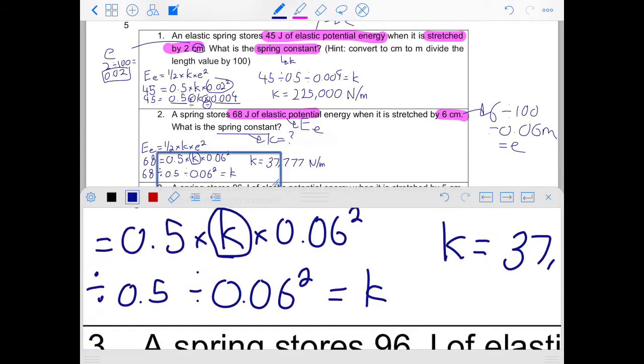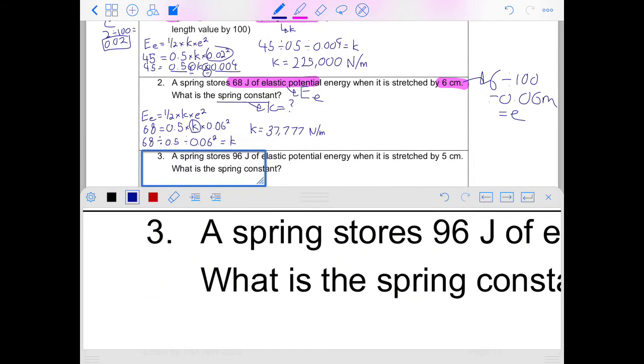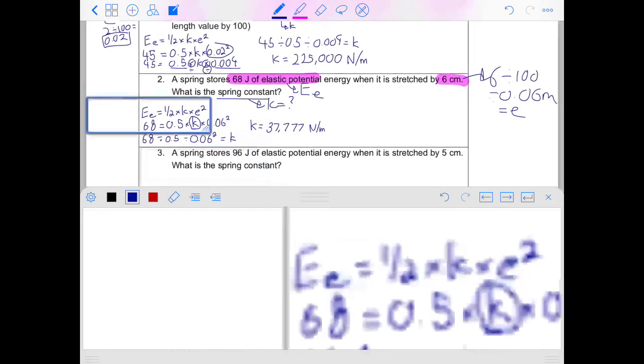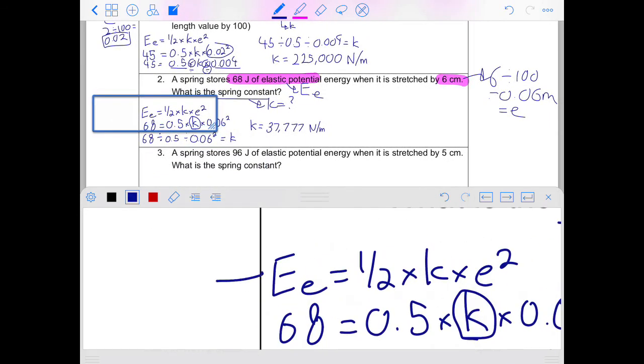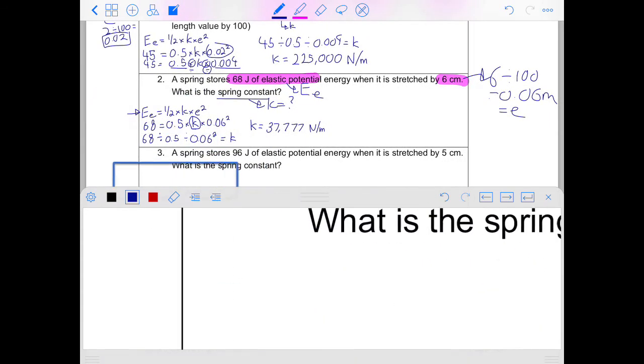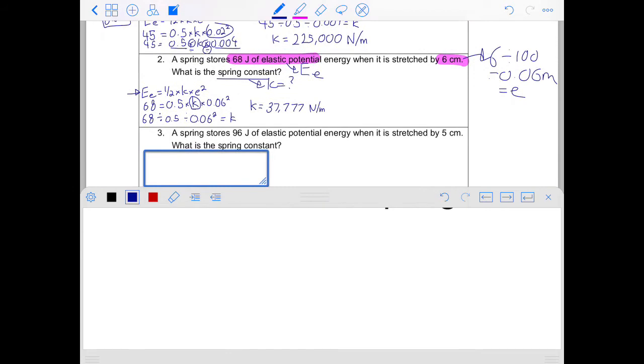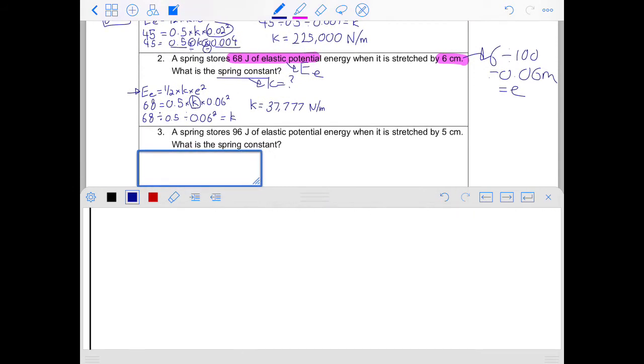That is a 4-mark question. The only science you need to be able to do is to remember that this is the formula you need. Everything else is simply plugging in numbers. So I'd like you to give a go to question 3 on your own. We'll go over the answers in a minute, but you just need to give it a go. If you get stuck, you can watch the answers.